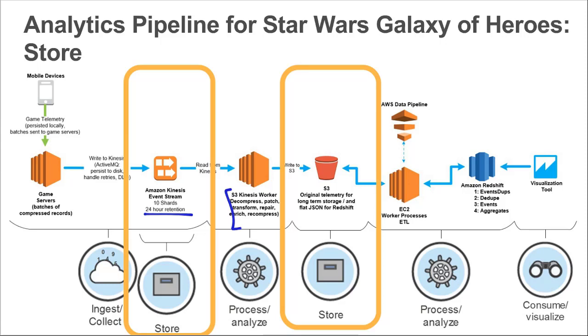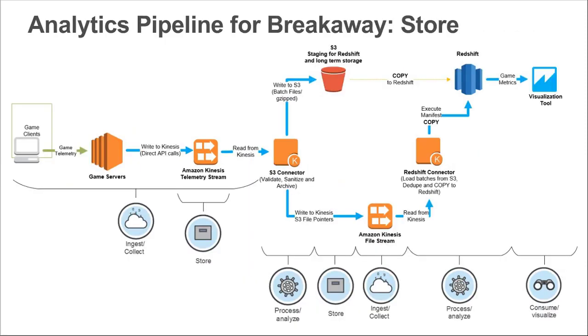Capital Games with Star Wars Galaxy of Heroes chose a 24-hour retention because that was what the limit was at the time they built their solution, but you can go up to a week. The other storage, and this is another common pattern you see in these analytics pipelines, is S3. That's our highly durable object storage for all the clients and from the game server for their long-term backup. They're also storing a flat JSON file, the data that's actually going to be ingested into Redshift.